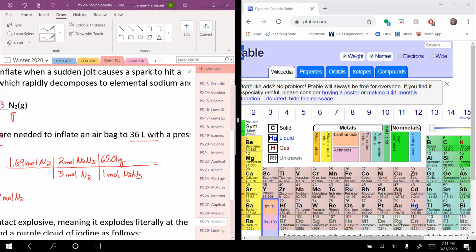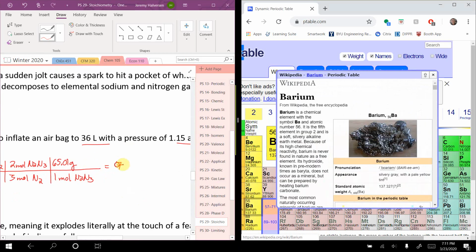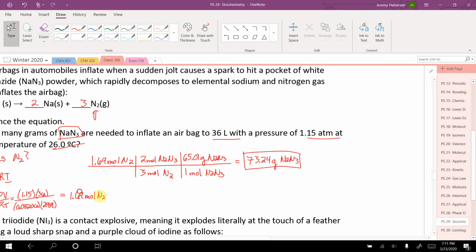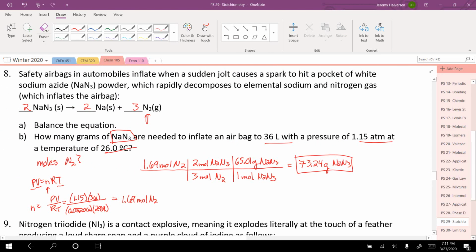Which, when I plug all that in, 1.69 times 2 over 3 times 65.01, and I get 73.24 grams of NaN3. Sorry for my hand. Okay, so again, we needed to get NaN3 information from nitrogen information. In order to do that, we needed to get to moles, which in this case required the ideal gas law. And then we could use stoichiometry.